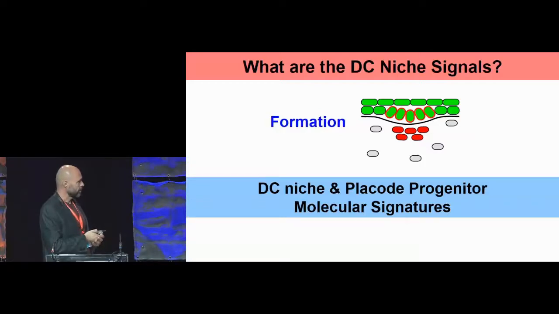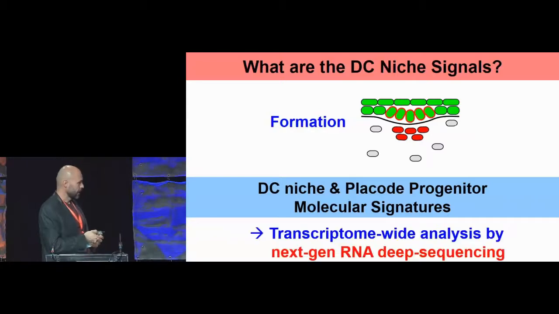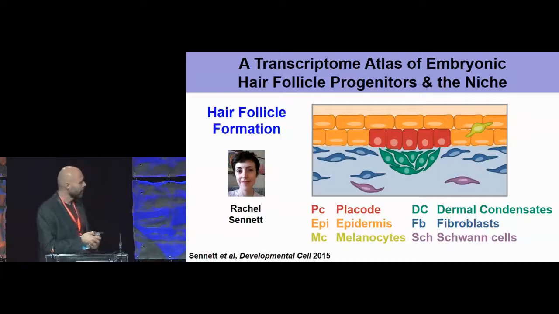So we isolate both the dermal condensate niche and the placoid progenitors and define molecular signatures by isolating pure cells and interrogating the transcriptomes with next-generation RNA sequencing. This was work spearheaded by Rachel Sennett, a former MD PhD student who graduated last year, who set up a quite sophisticated system to isolate the dermal condensates, also the neighboring fibroblasts for comparisons, the placoid progenitors, the neighboring epidermal keratinocytes, but also the neural crest-derived melanocytes and the Schwann cells, everything at the earliest stage of the first wave of hair follicle formation in the mouse back skin.